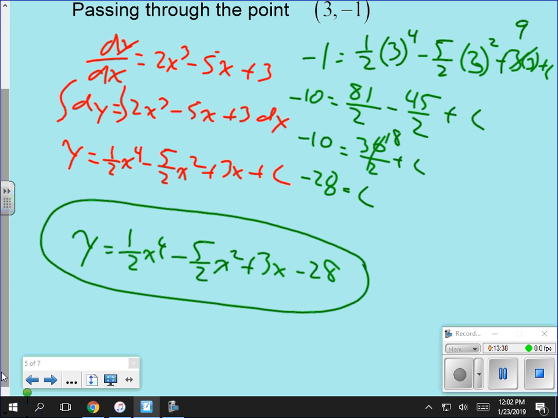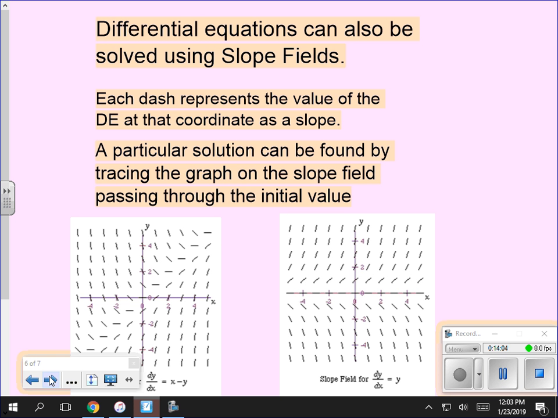Antiderivatives, on the other hand, sometimes are essentially impossible to find. Sometimes they are actually impossible to calculate. How do we solve differential equations if we cannot find the antiderivative? We use slope fields. Okay.